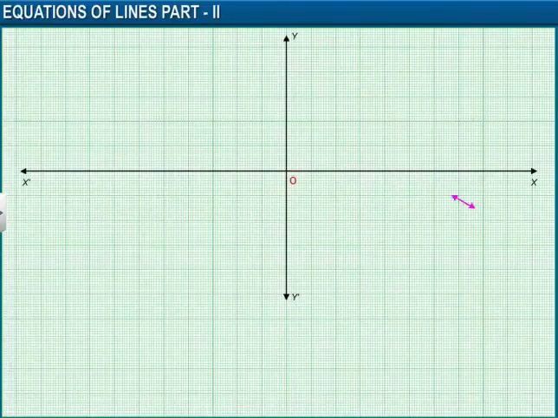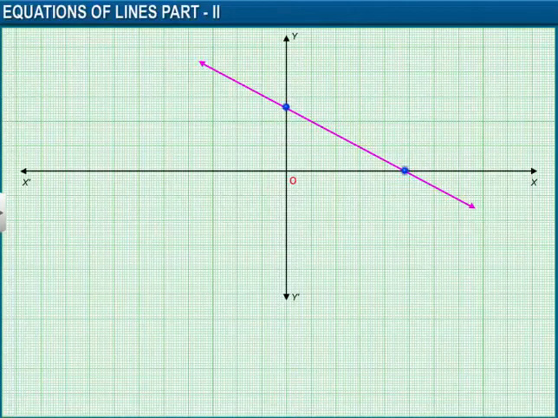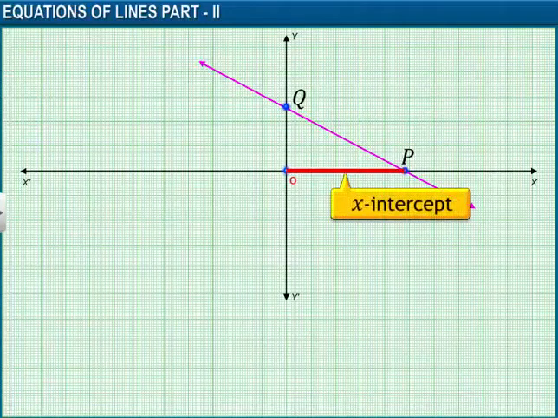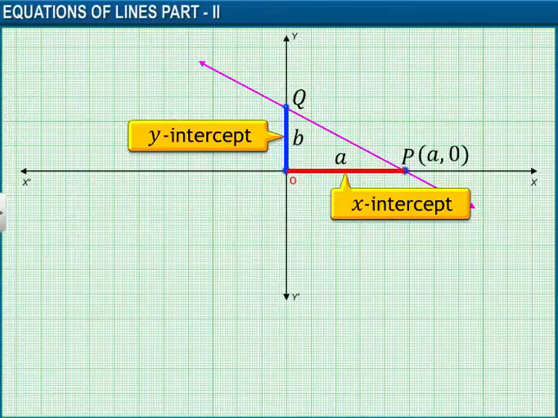Suppose a line intersects the x-axis and the y-axis at two distinct points. Let us denote these points as P and Q respectively. Then length OP is called the x-intercept of the line, and length OQ is called the y-intercept of the line. Note that if OP is equal to a and OQ is equal to b, then the coordinates of point P are (a, 0), and the coordinates of point Q are (0, b).